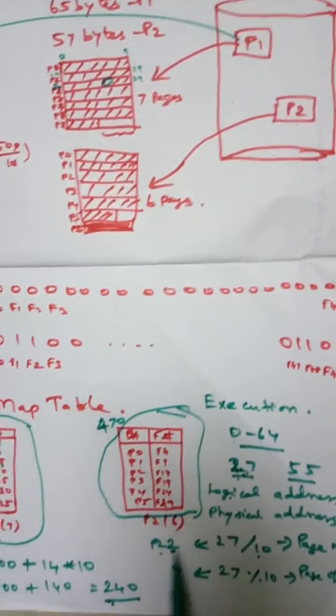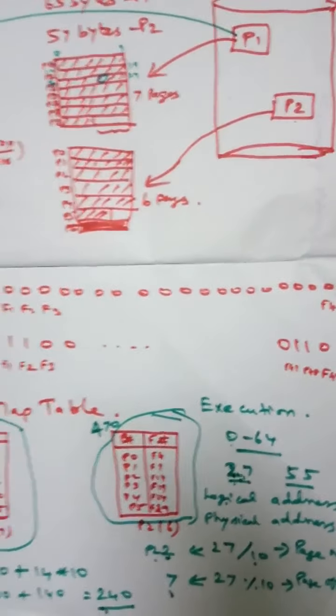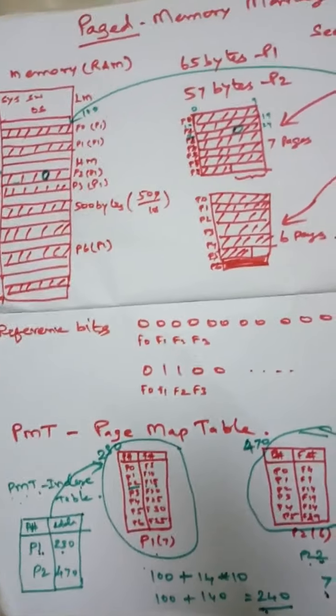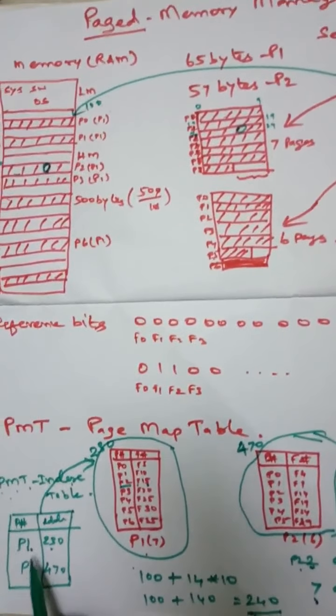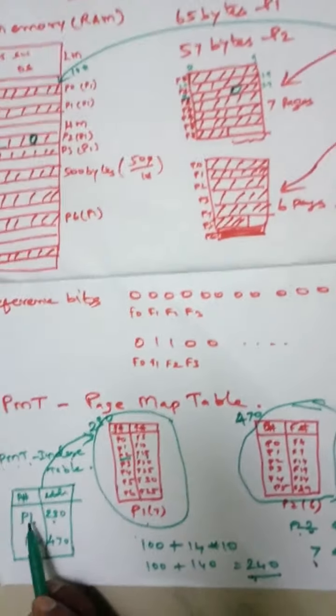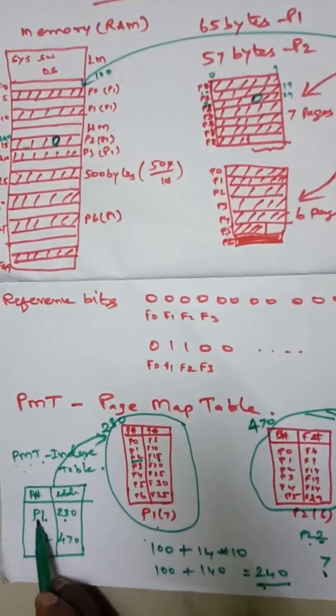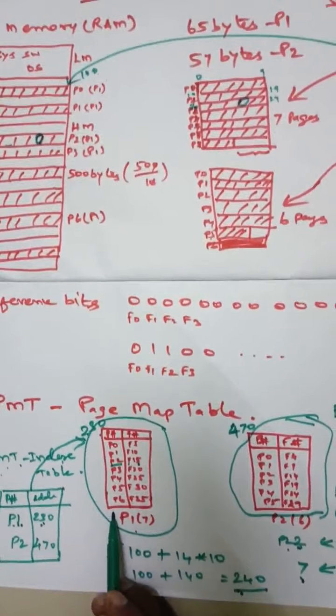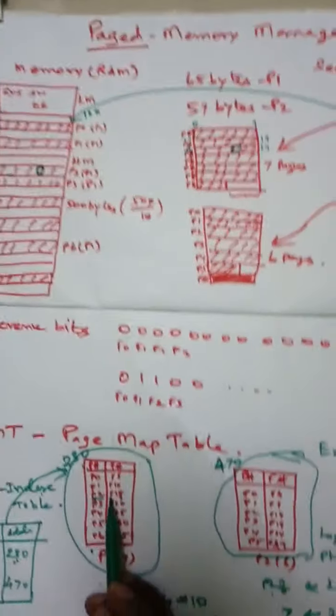So the operating system goes to the page map table index table, because in multi-programming there are multiple programs in execution. Now there are two programs in execution, P1 and P2. For P1, the address is 230. In 230, the page map table of P1 is available. Now we have to find the address of page 2. It is available in frame 15.